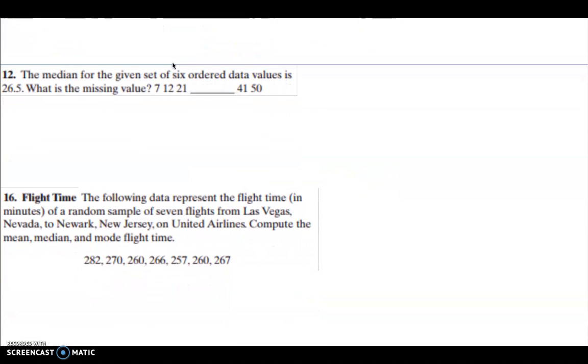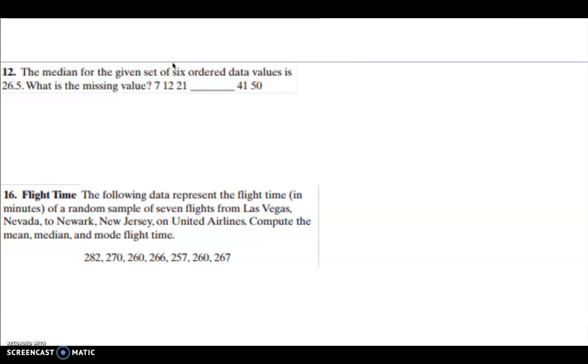Okay, now number 12, this one's going to test our understanding of the median a little bit. So remember, the median is the middle number. And we're given that the median of the data set is 26.5. So our data points are 7, 12, 21, and then blank, and then 41 and 50. And the median is, again, that middle number. Now we have an even number, so the median is actually going to be the average of these two numbers. But we don't know what this number is. I'll just call it X.